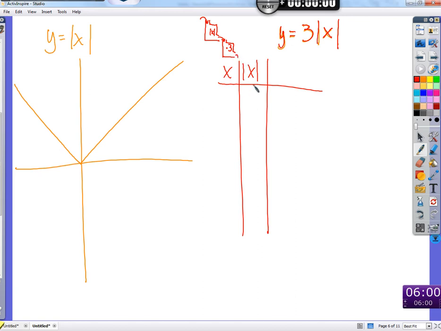So the outputs of this function at the end are going to be very similar, just somewhat different. Negative 2, negative 1, 0, 1, 2 are good inputs. The outputs of absolute value are 2, 1, 0, 1, 2. Then, if we take those numbers and we multiply them by 3, 2 times 3 is 6. 1 times 3 is 3. 0, 3, 6.